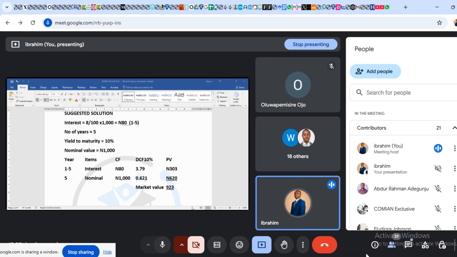But when the market value is greater than the nominal value, it means that there is a premium, right? You will gain, you have more, there is additional money from your investment. And that is why it is premium. When the market value is greater than the nominal value, you can say the bond is at premium.